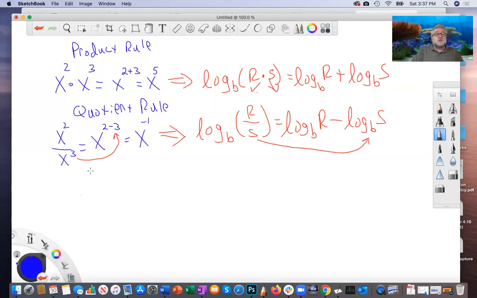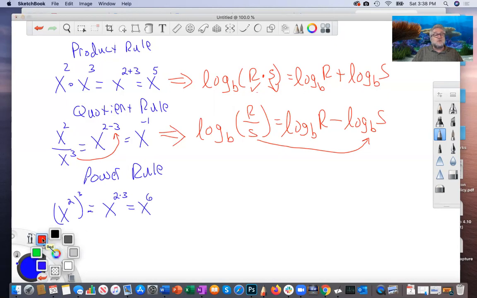Okay, and lastly, we have the power rule. And that is x squared raised to the third power. When we raise an exponent to an exponent, we would write this as 2 times 3, or x to the sixth. And we have a similar rule with logarithmic functions.